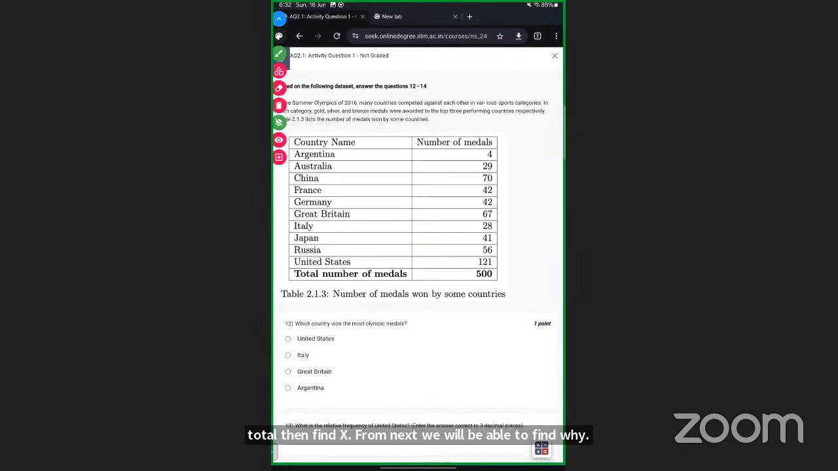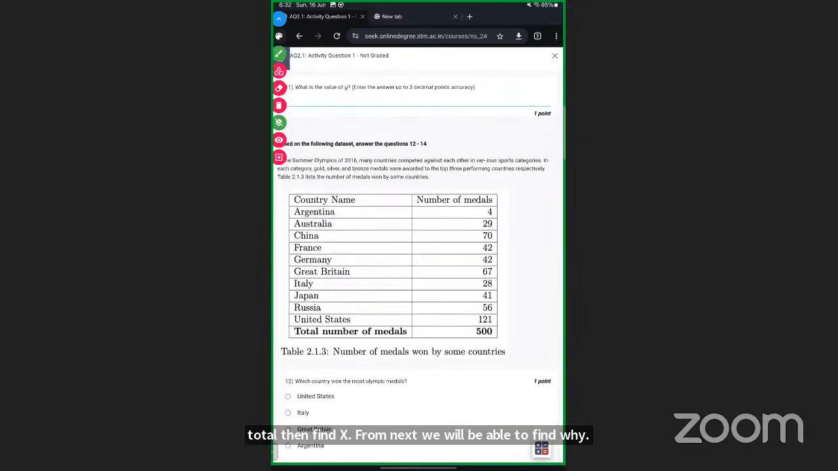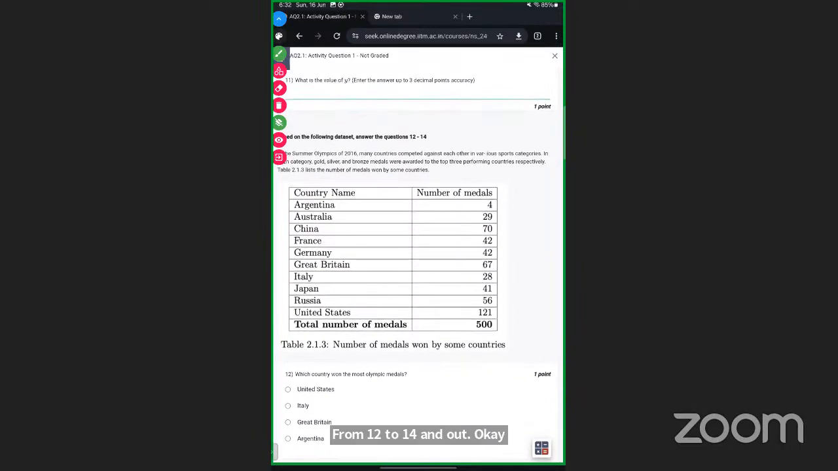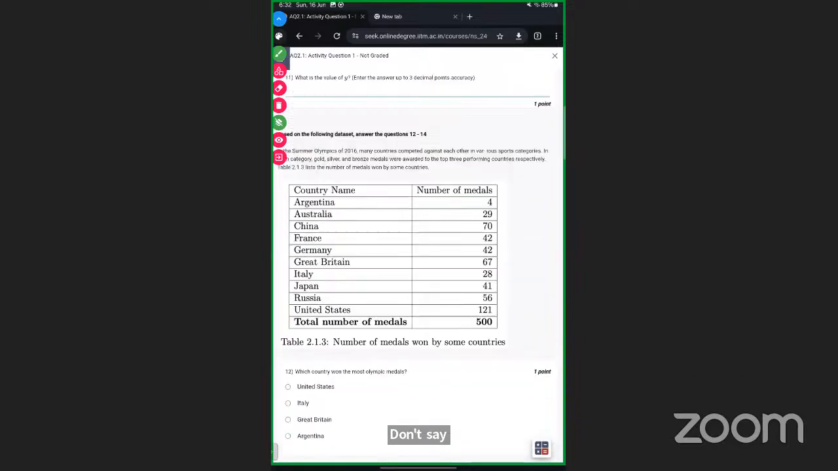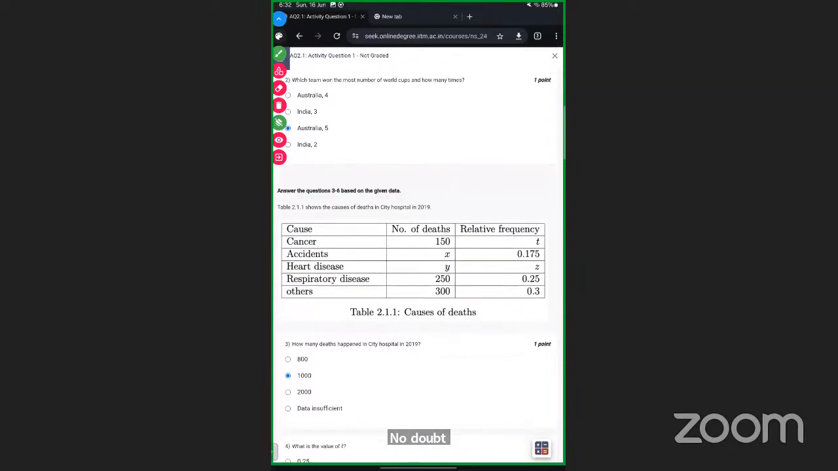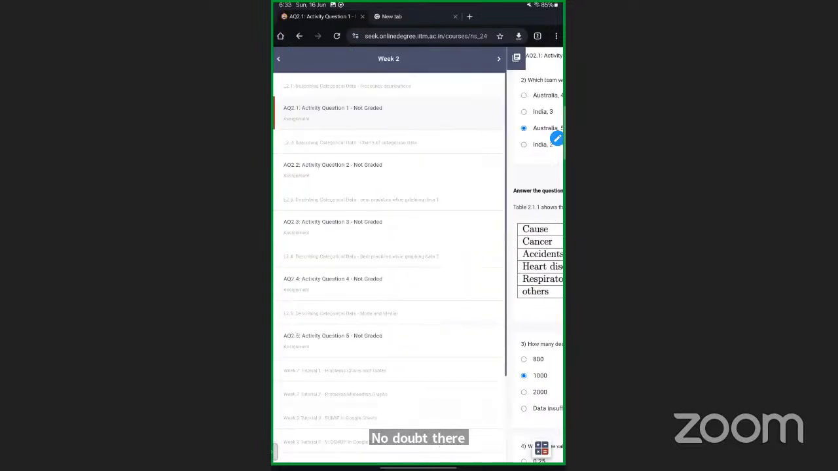From 12 to 14, number of medals, bronze, silver. Any doubt, sir? Okay, we can go to 2.2.